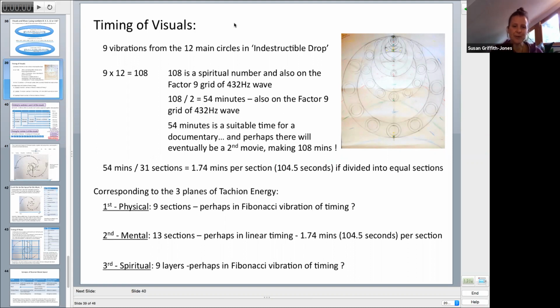So corresponding to the 3 planes of tachyon energy, we have the first physical layer, which is 9 sections. And now I'm thinking perhaps this could be in Fibonacci vibration of timing. So golden ratio proportion of timing. The second, the mental section, 13 sections, perhaps this could be linear, divided into equal sections, 1.74 minutes per section times 13 sections. And then the third, spiritual, so again, there are 9 sections here, perhaps again in the Fibonacci vibration of timing.